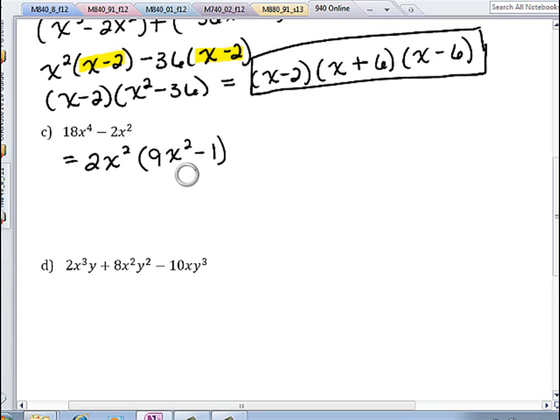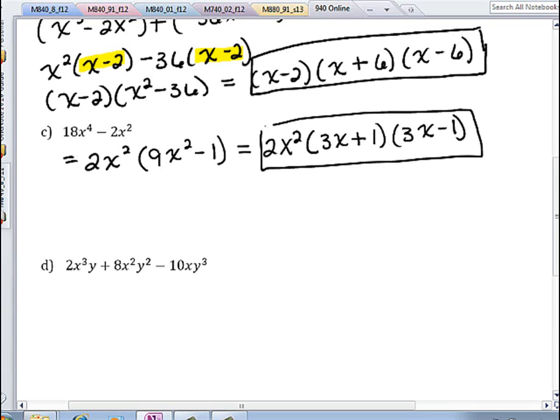Again, 9x squared minus 1 is the difference of 2 perfect squares, so we have 2x squared, and then the square root of 9x squared is 3x, and then it's going to be plus the square root of 1, which is 1, and then repeat that, only change the sign to a minus. So this factors as 2x squared times the quantity 3x plus 1 and 3x minus 1.